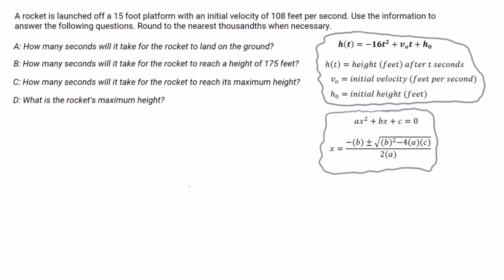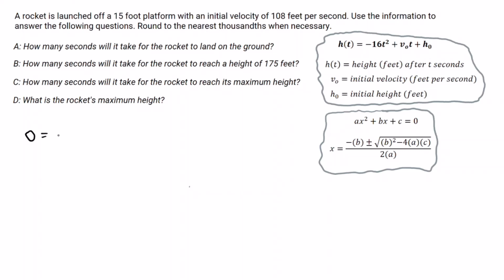So the first piece of information we need to figure out is the number of seconds it'll take for the rocket to land on the ground. I'm going to start by creating an equation that would represent that. So we're going to use the h of t formula to the right, and the height of the rocket needs to be 0. So I'm going to start off with 0 equals, and that's because when that rocket hits the ground, it's the height of 0.